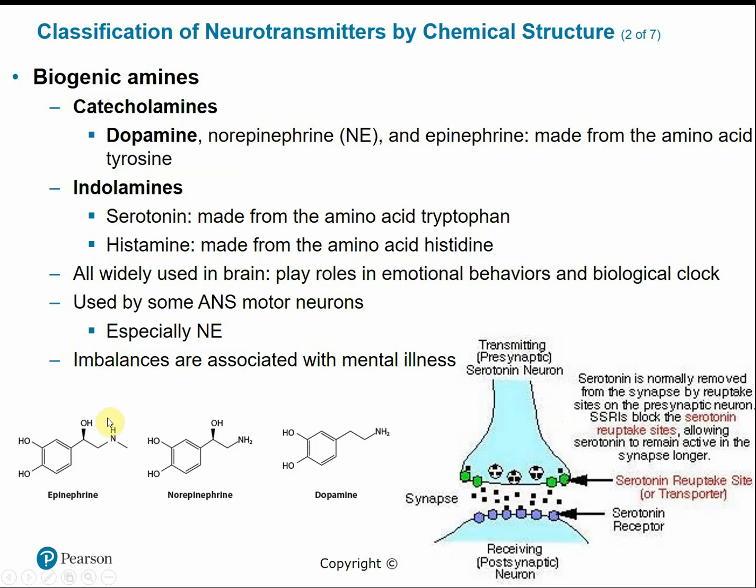Epinephrine is another name for adrenaline. So when you have your adrenaline rushing, right, your heart's racing, your respiration rates increase, that would be associated with some of that sympathetic nervous system. Your fight or flight response is going to be dictated by this epinephrine or adrenaline neurotransmitter.